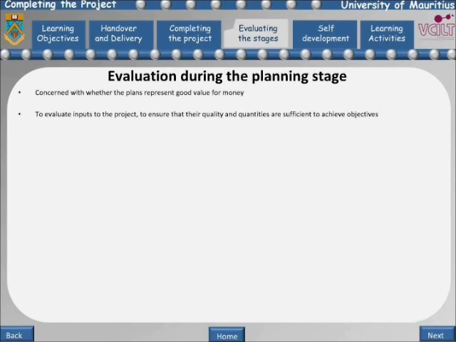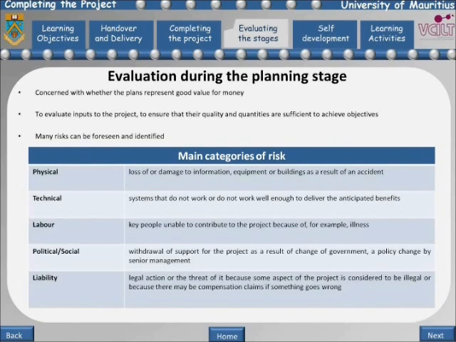Some contingency sum might be agreed, but many contracts also incorporate a process for negotiating liability for additional costs when these arise unexpectedly. Risk is the chance of something occurring that has an adverse effect on the project. Many risks can be foreseen and identified. The main categories of risk have been summarized in tabular form.